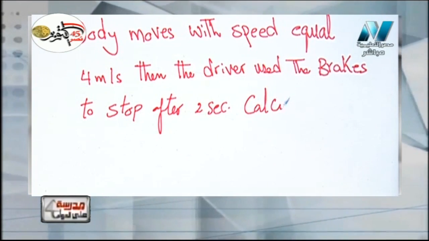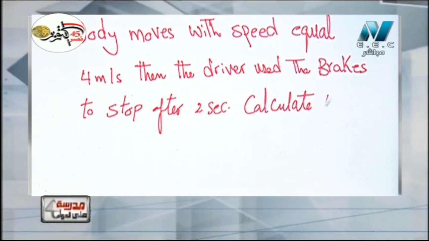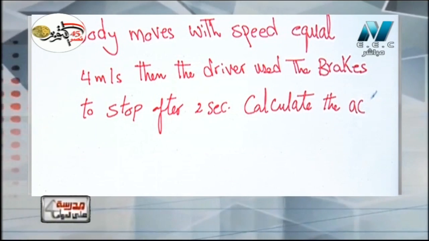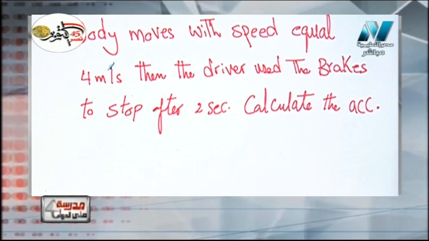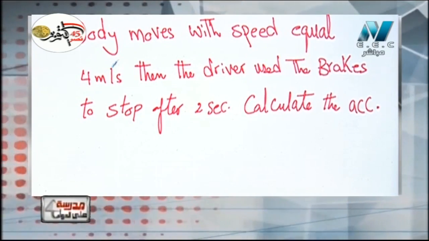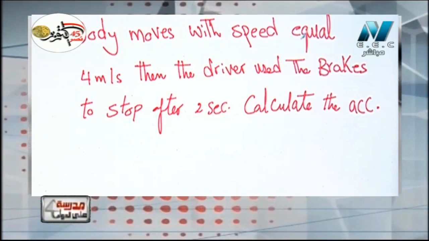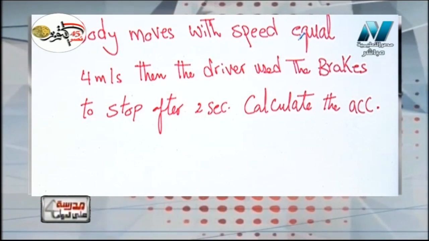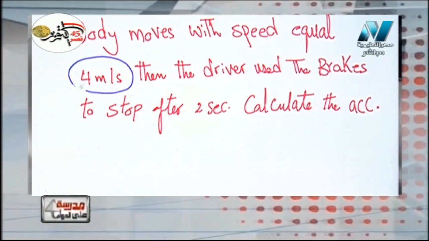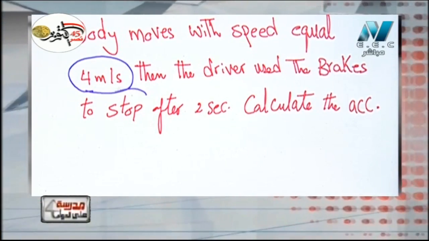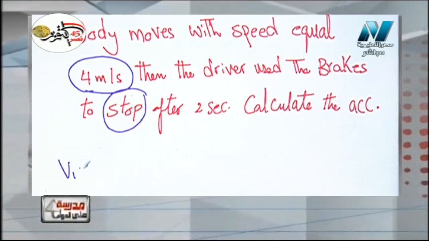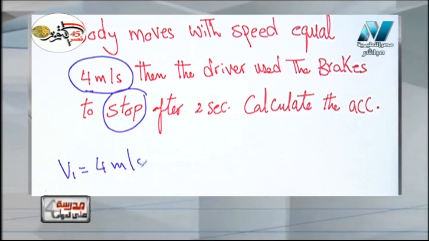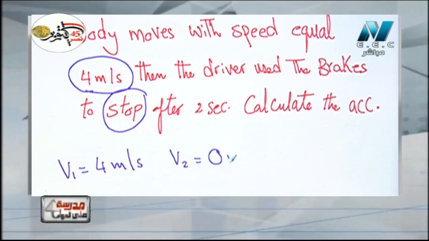Calculate the acceleration. So we have V1 and V2 with time. V1 is the initial speed. The car, or the body, moves with the speed equal 4 meter per second. Then the driver used the brakes to stop. So here we have 0 meter per second. What is the initial speed? V1 equal 4 meter per second. Don't forget to write the measuring unit beside the number. V2 equal 0 meter per second.